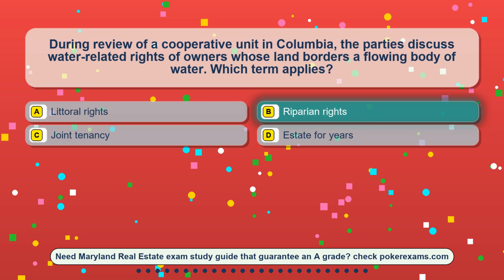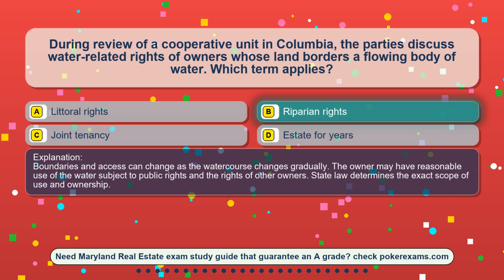The correct answer is option B, riparian rights. Boundaries and access can change as the watercourse changes gradually. The owner may have reasonable use of the water subject to public rights and the rights of other owners. State law determines the exact scope of use and ownership.